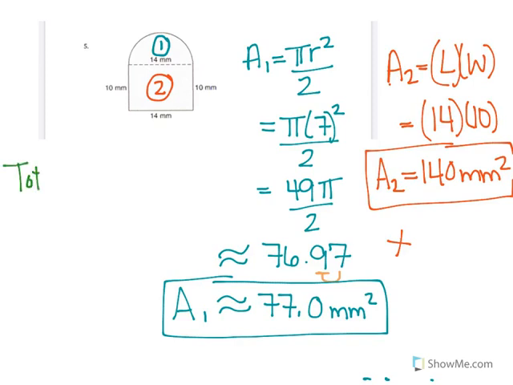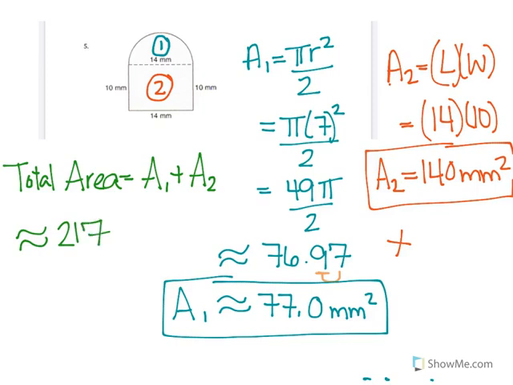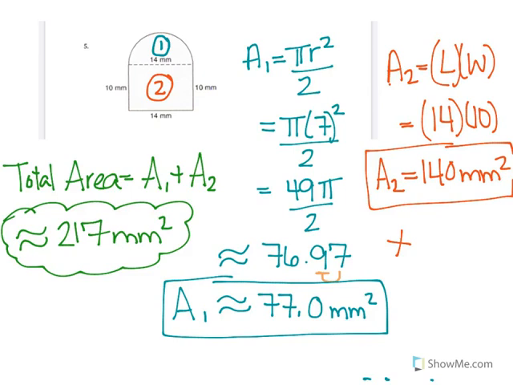the total area will equal area 1 plus area 2, and that is going to be 217 square millimeters. So this is our final answer for the total area of shape number 5.